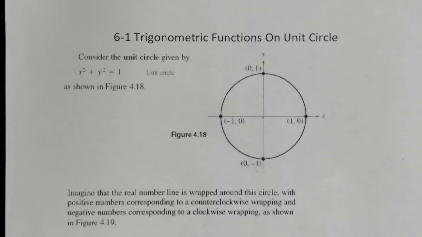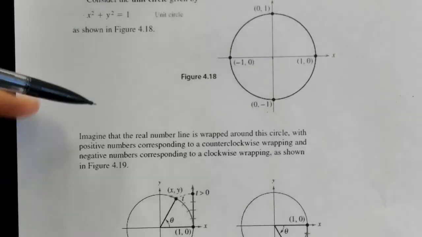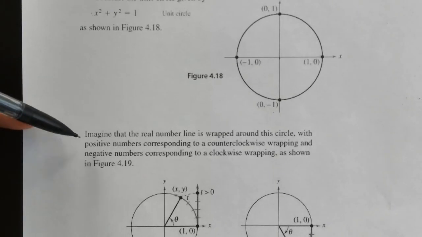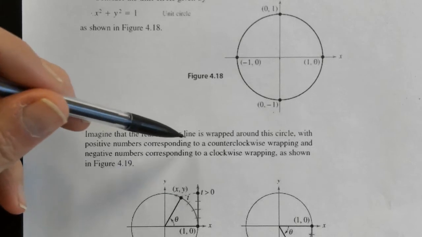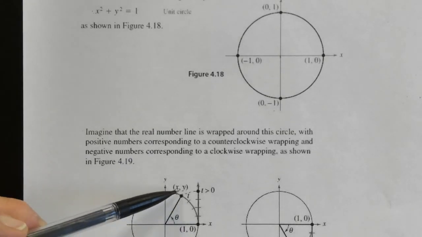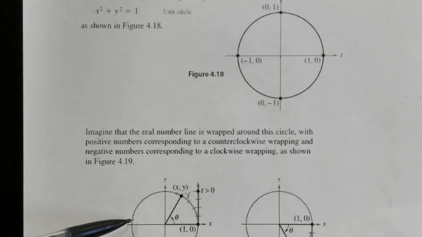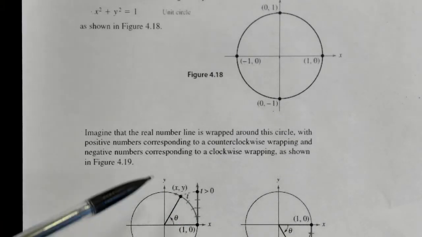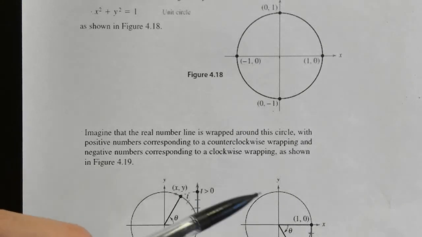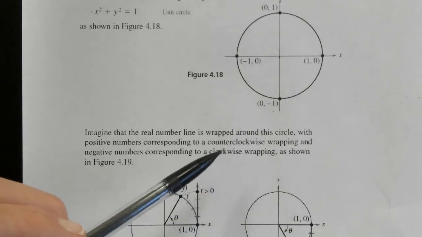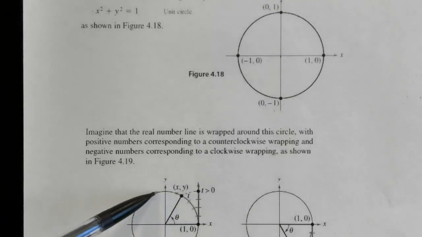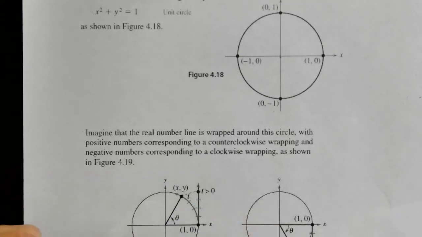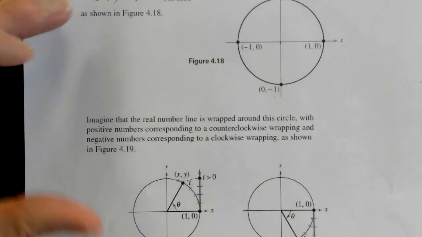Now, let's get a little bit more in depth as to why the unit circle is going to be useful for us when looking at this unit. Here's what we want you to visualize. Imagine that a real number line is wrapped around this unit circle, with positive numbers corresponding to a counterclockwise wrapping and negative numbers corresponding to a clockwise wrapping. I may have said that backwards. It's counterclockwise for positive, and going clockwise is negative, as shown right here.